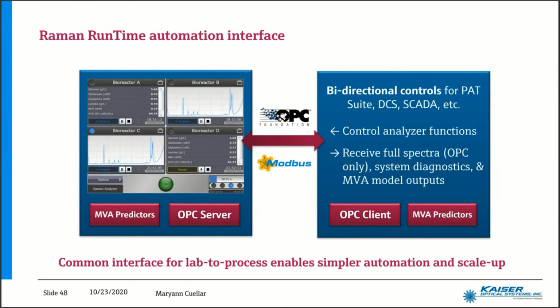Raman Runtime is very intuitive for novice through advanced users, but all of our analyzer and probe controls can also be triggered via standard communication protocols, in the case that your site already uses a preferred PAT platform like CQAS, SciPat, or Process Pulse. In this case, OPC UA offers the most comprehensive bidirectional option, but basic functionality can also be carried out via Modbus.